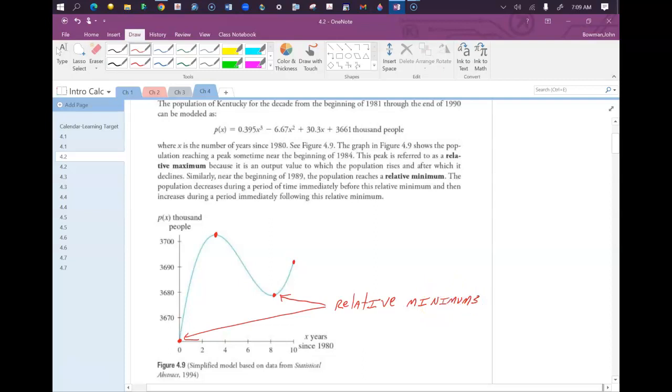One of them turns out to be an absolute minimum, which we will talk more about in the next section. And then we also have two relative maximums, one of which is an absolute maximum.